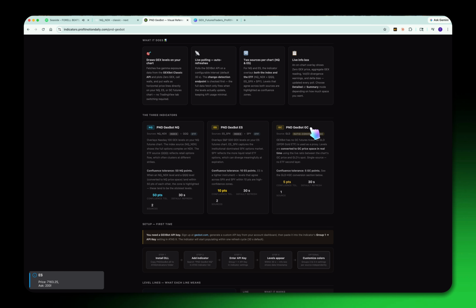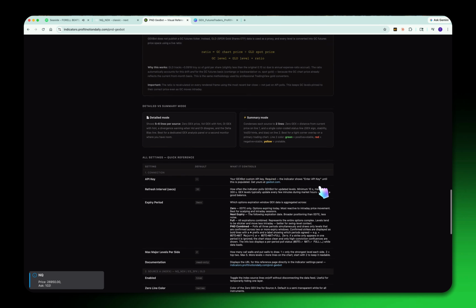For gold, because GexBot doesn't have a GC futures ticker, right? We'll have to do the conversion kind of on the back end. And so it does that basically on the back end, but it tells you what the ratio is, so you have that visibility. And so more information here.